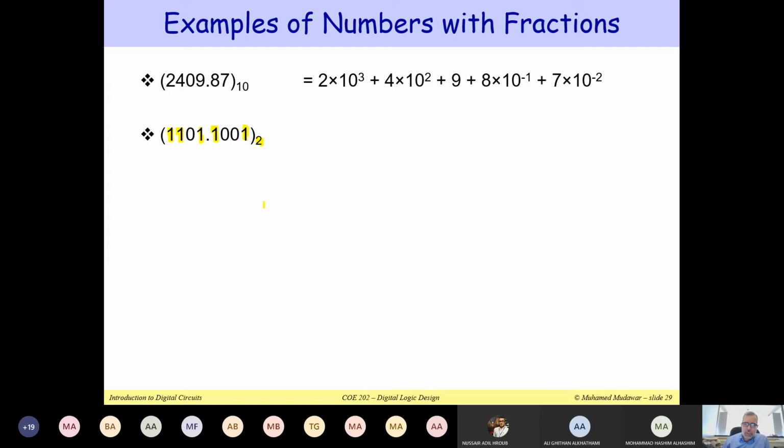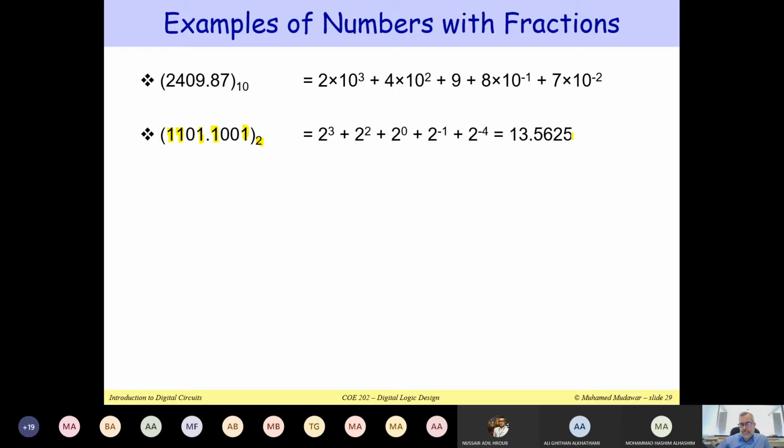So all you have to do is just add the weights. This is 2 to the power 3, this is 8. This is 4. This is 1. This is half. This is 1 over 16. You get 13.5625. So the decimal value of this binary number is 13.5625.